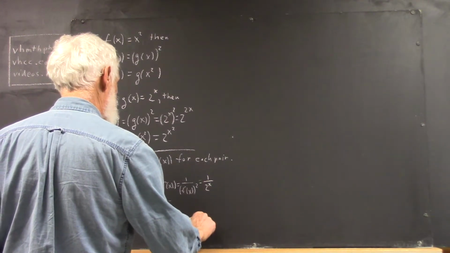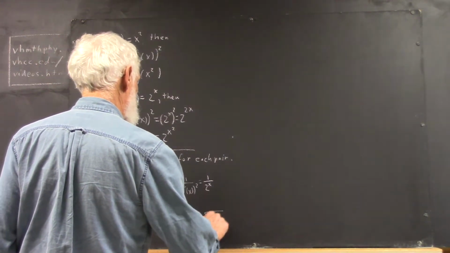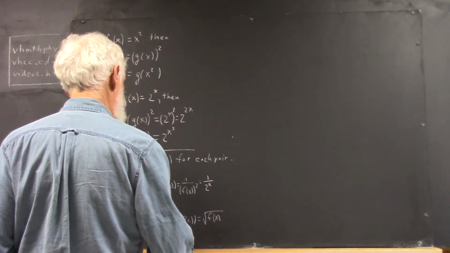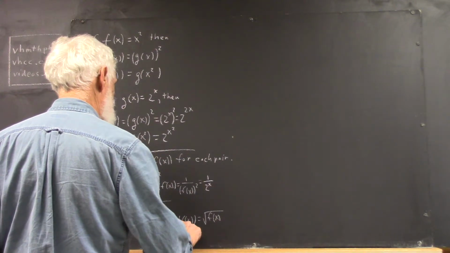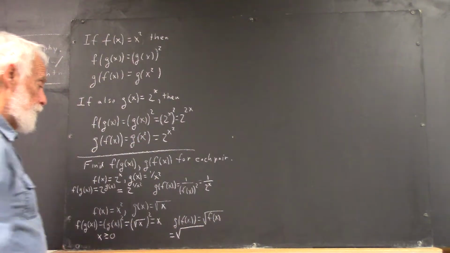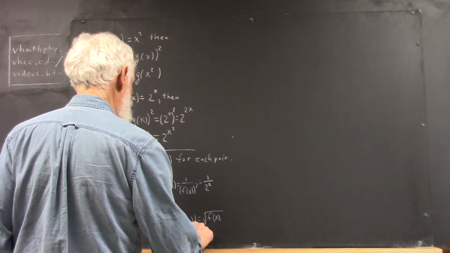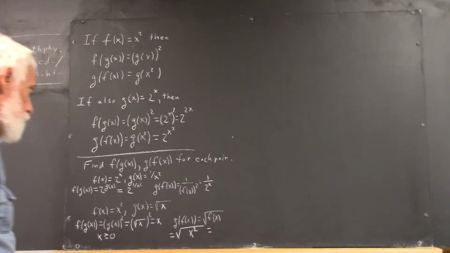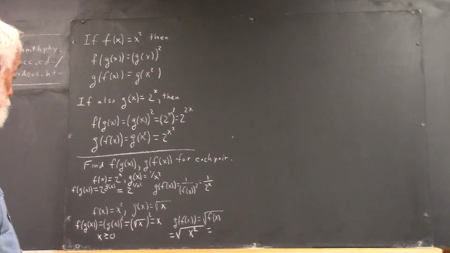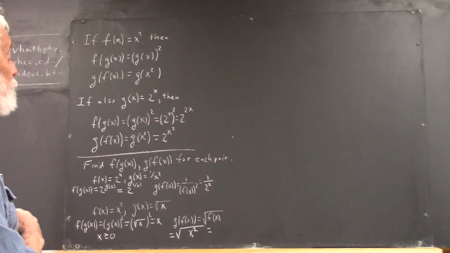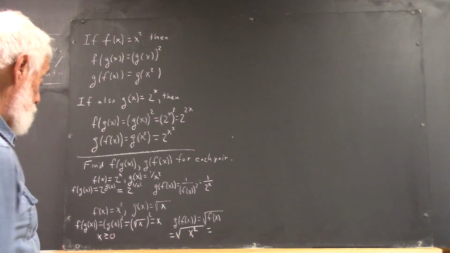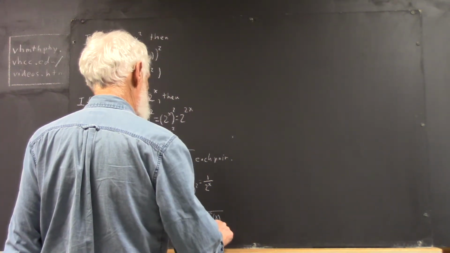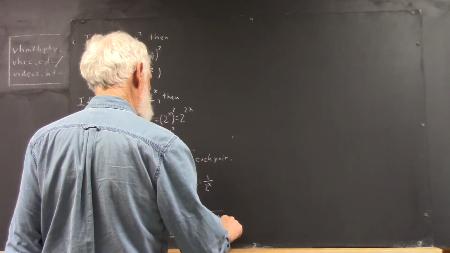Now g of f of x is the square root of f of x, which is then the square root of what? F of x is x squared, it's the square root of x squared, and you might think that that would equal x, but it doesn't necessarily, and I'll explain why in a second. So this equals the absolute value of x.